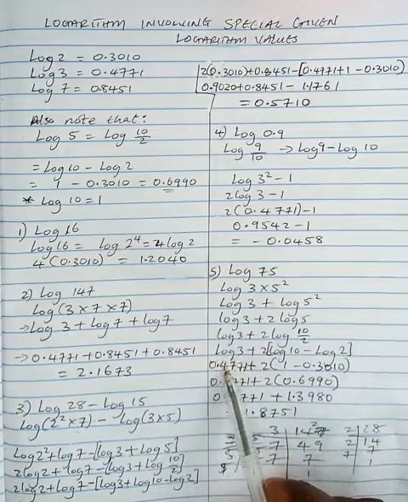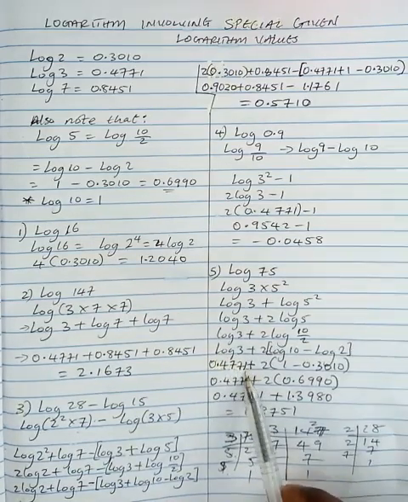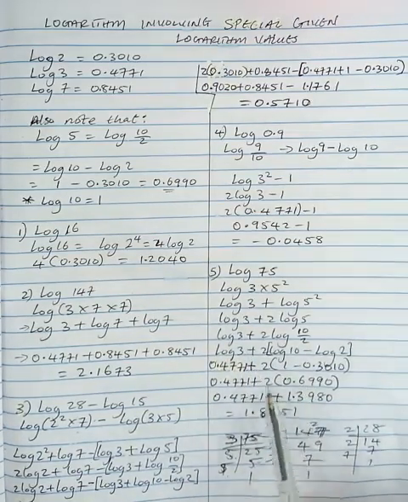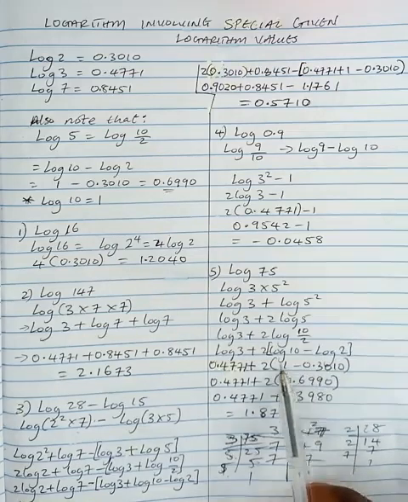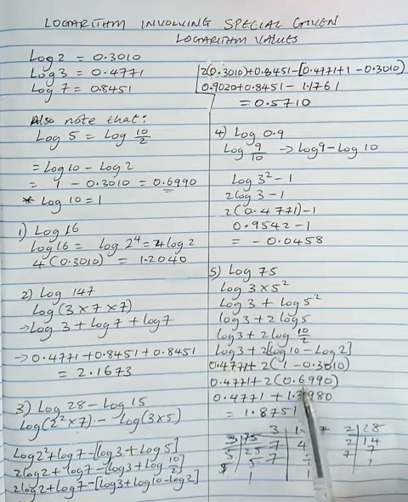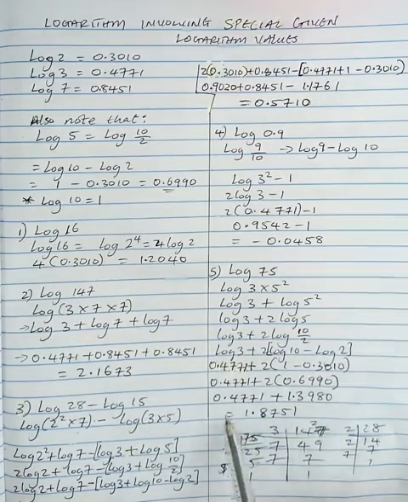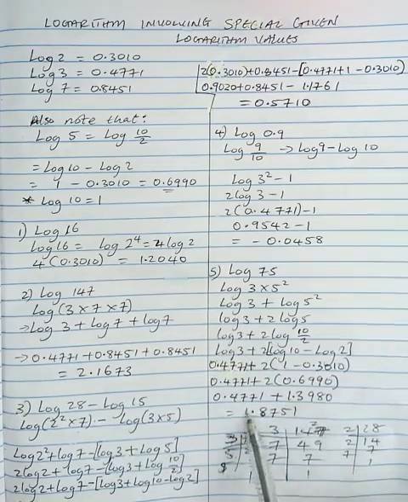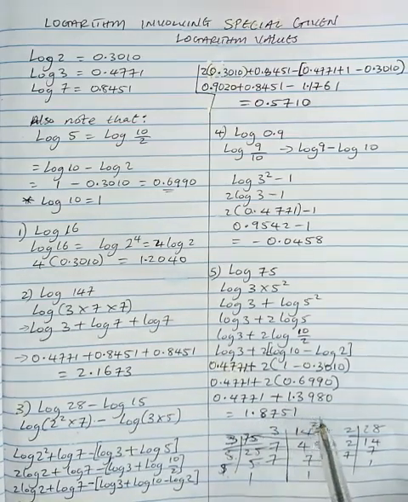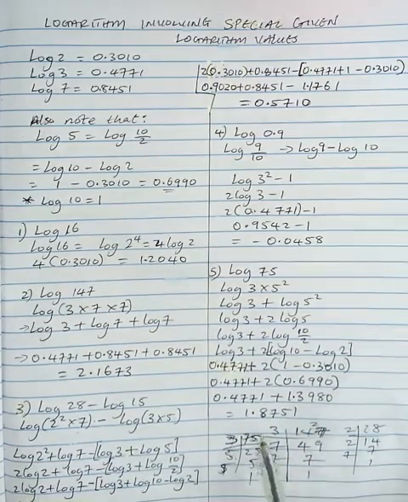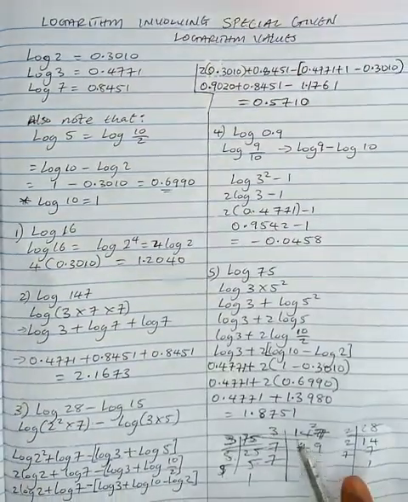Logarithm of 3 is equal to 0.4771. Then we have plus. Now at this point I have to solve what is inside the bracket. 1 minus this will give me 0.6990. Now 2 multiplied by this will give me 1.3980. Now this plus this will give me 1.8751. Okay, now that's the answer for this one.